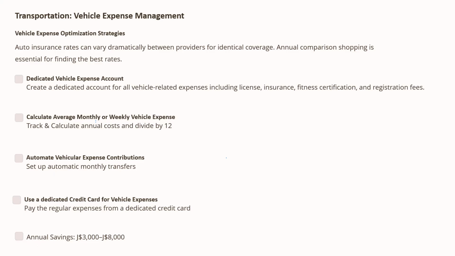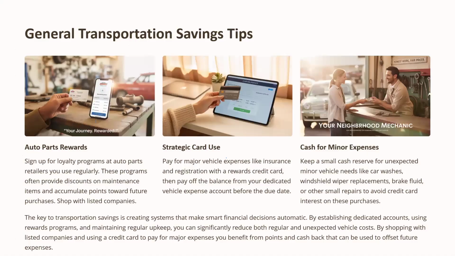Your savings are going to range anywhere between 3 and 8,000. That's only as a guide based on my experience. In some cases, if you're a new driver, your insurance is probably going to be on the higher end. So after 2 or 3 years, if you're looking to switch, you could realize a far greater savings than the $8,000 that I have here.